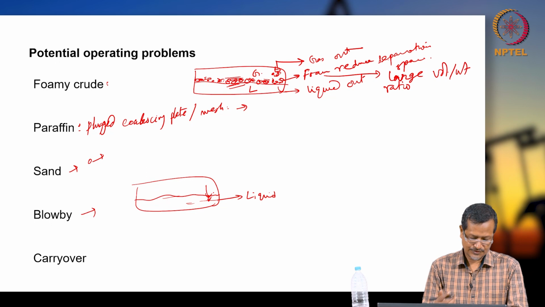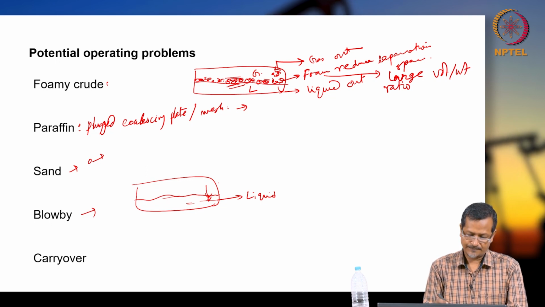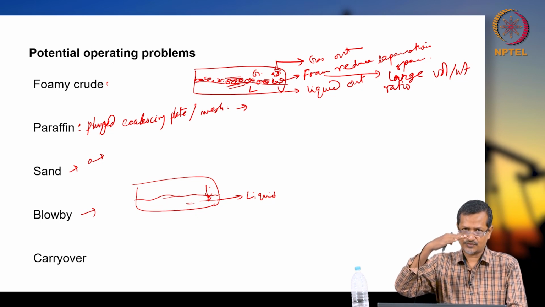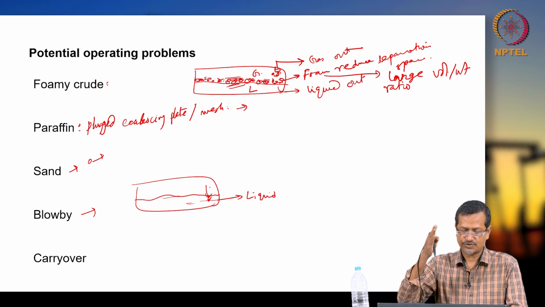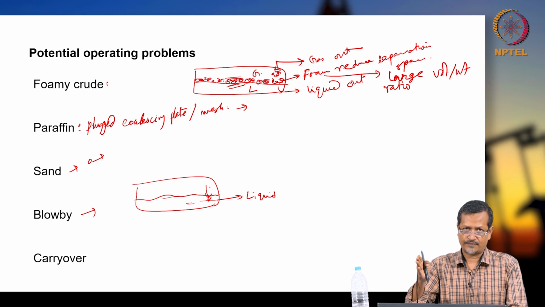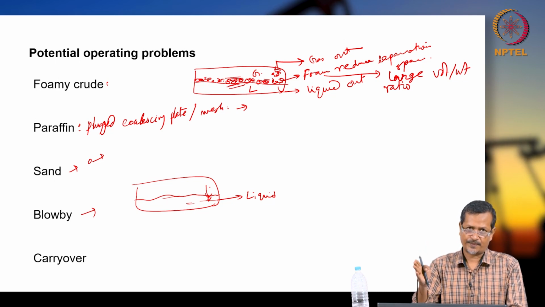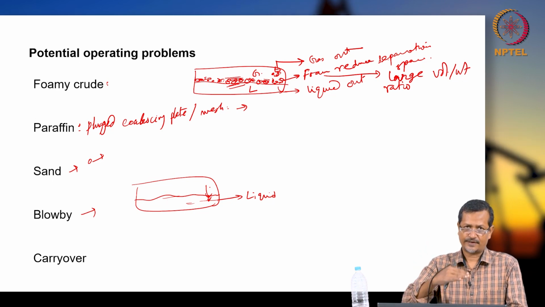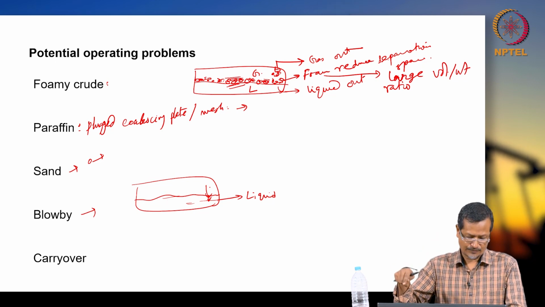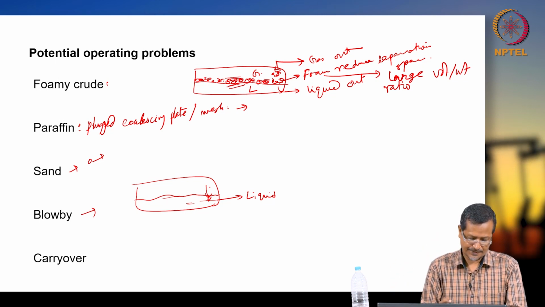This is stopped by a low level safety sensor. Okay, some sensor must be there. If the level is going below a certain limit, then you must stop the liquid out. Your valve should be closing the flow path, so that the liquid level again goes up, then you can remove the liquid from the separator.